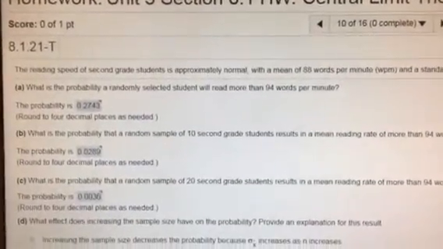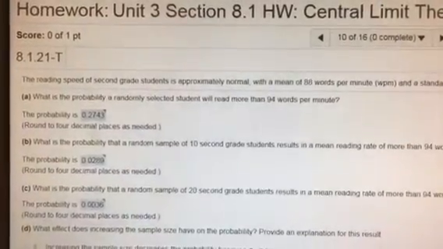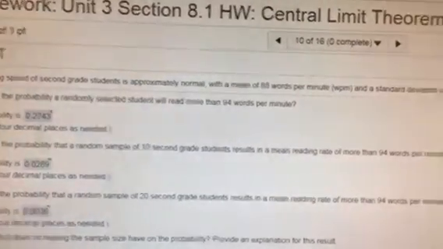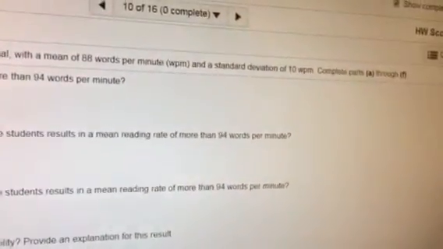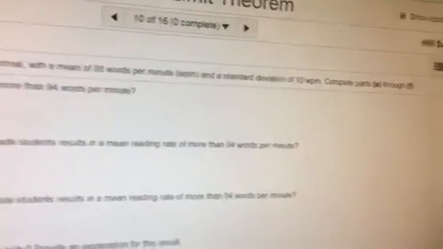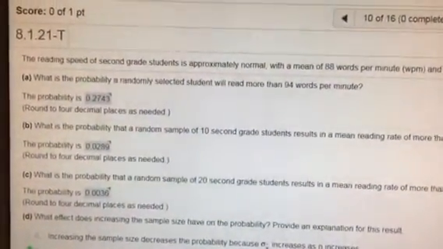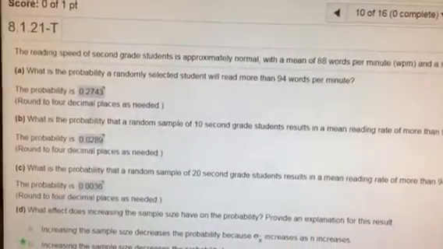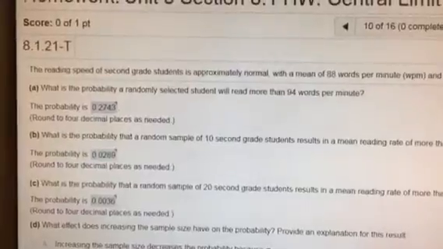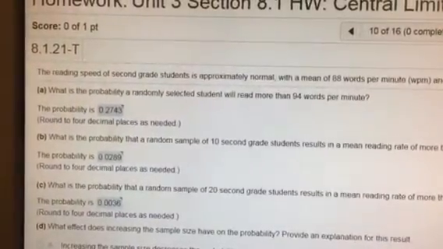It says, the reading speed of second grade students is approximately normal with a mean of 88 words per minute and a standard deviation of 10 words per minute. Complete parts A through F. And it gives you the first one. It says, what is the probability a randomly selected student will read more than 94? So you do not use the central limit theorem here because you're just looking at an individual.